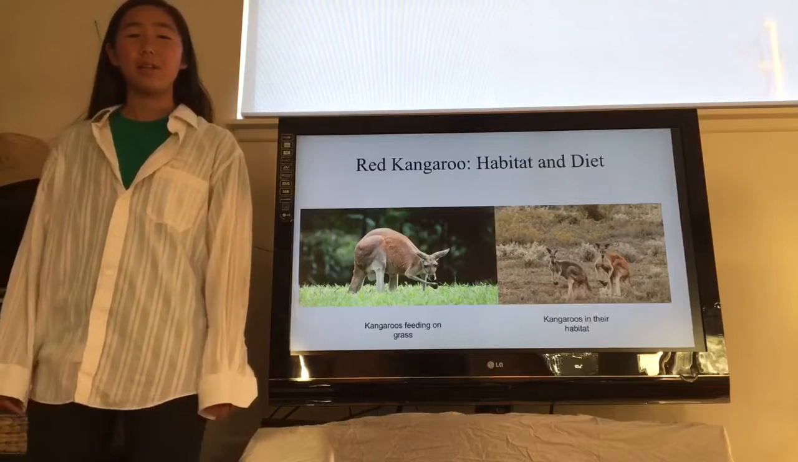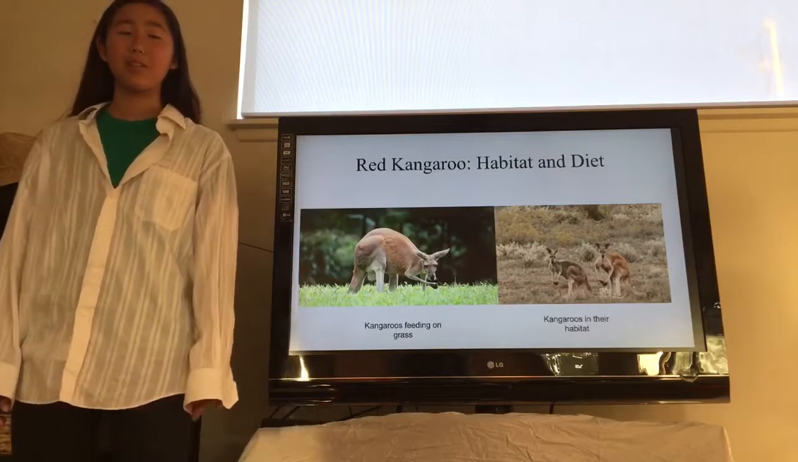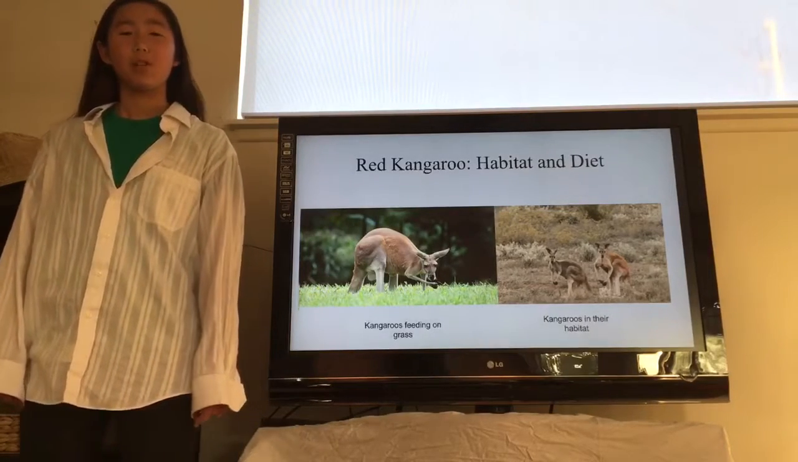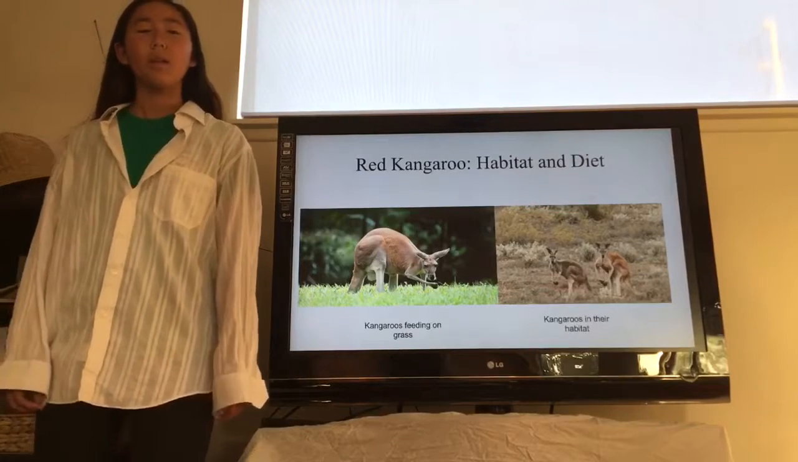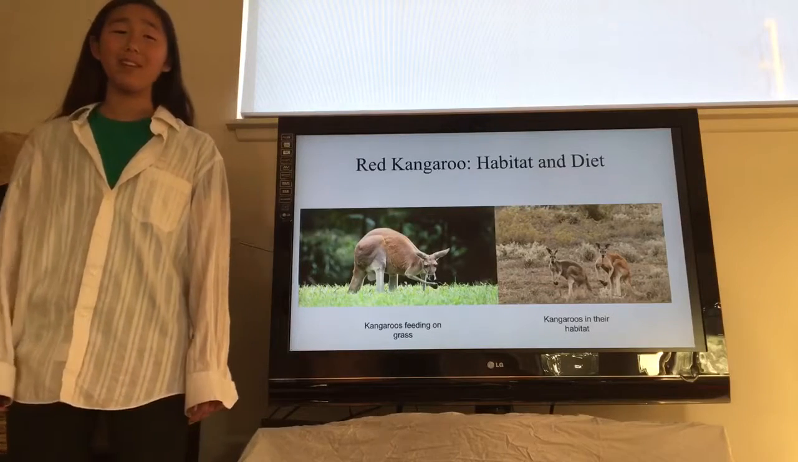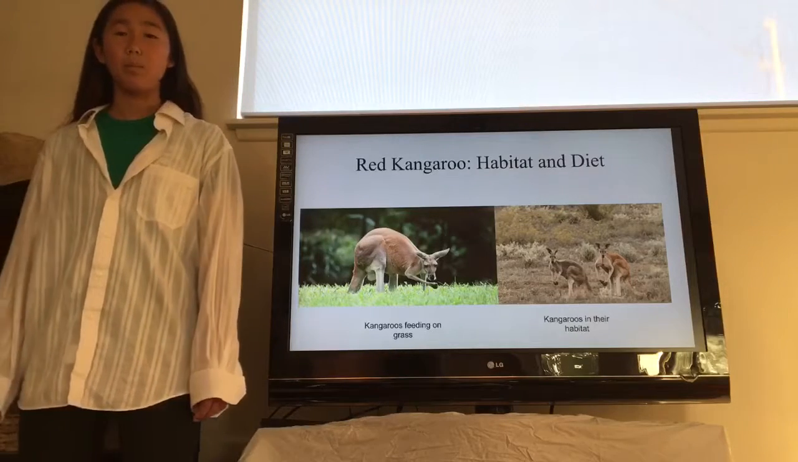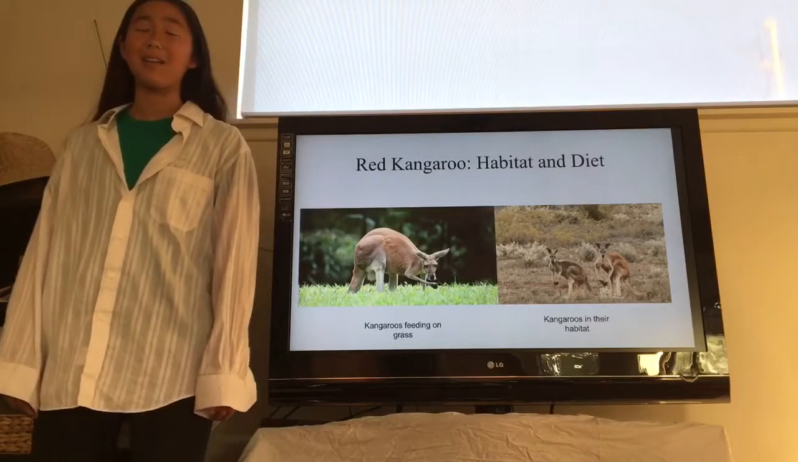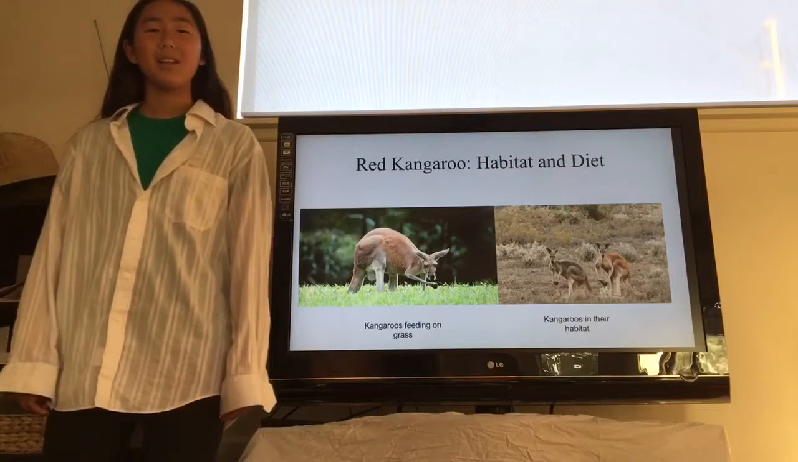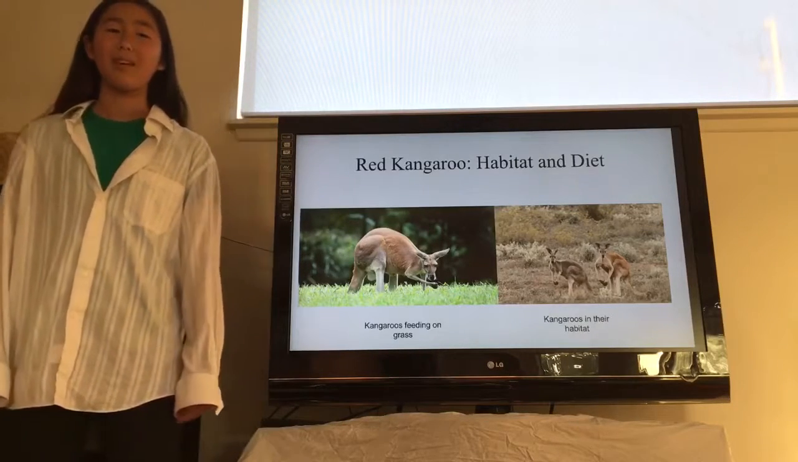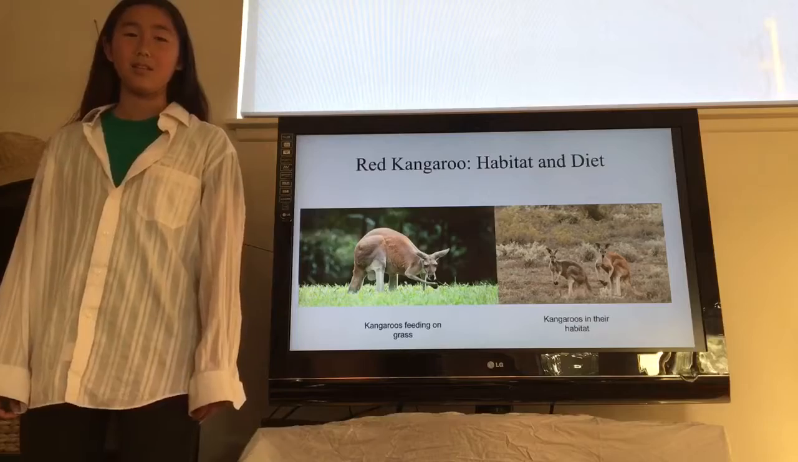They find shelter at the base of shrubs but might move to a dense group of trees or bushes when the temperatures are extremely high. They usually live in areas that receive less than 500 to 800 millimeters of rainfall per year. Since they are herbivores, they eat many plants, including grasses, herbs, and shrubs. The plants that are eaten by the red kangaroos provide them with water and nutrients.